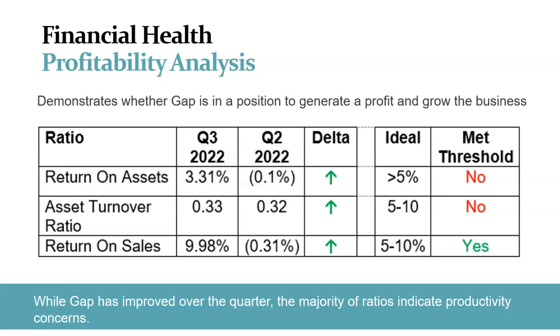The asset turnover ratio measures the asset's productivity and how efficiently the company's property, plant, and equipment are generating sales.